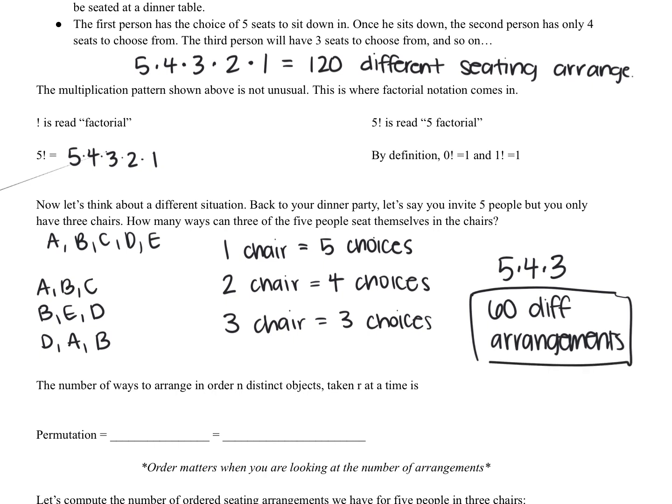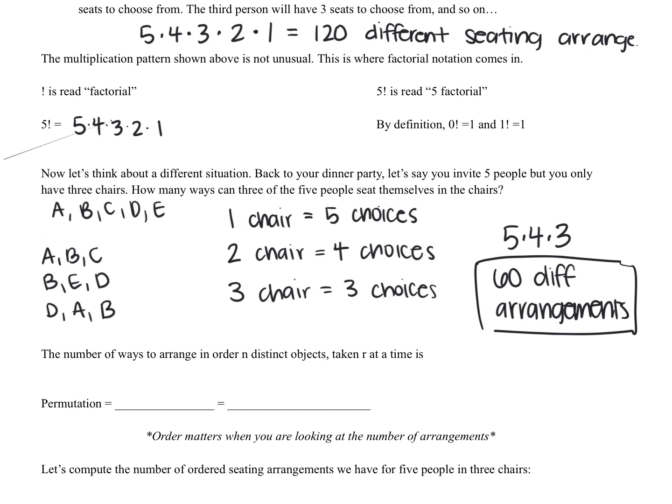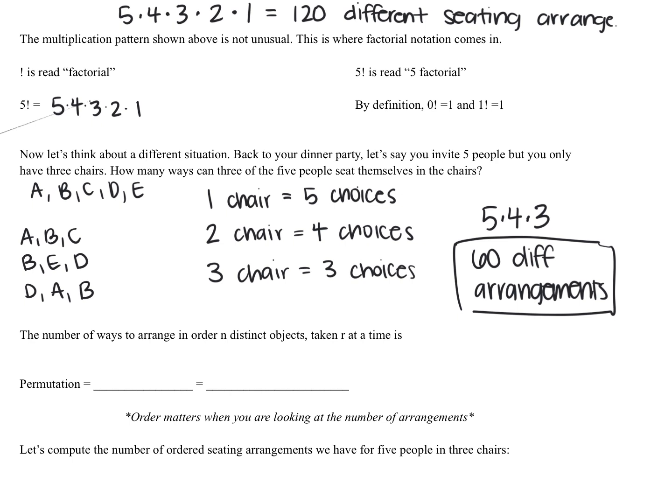If I think about this in terms of a formula, I had 5 times 4 times 3, all of my possible choices. So I had my 5 factorial, 5 times 4 times 3 times 2 times 1. But 2 of those choices didn't get picked, so divide by 2 times 1. And then the 2's canceled and the 1's canceled.